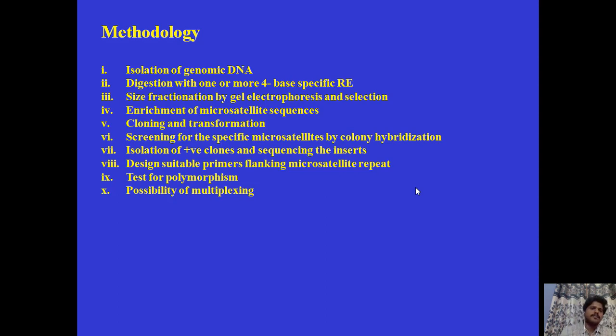So what is the methodology followed? The isolation of the genomic DNA, digestion with one or more 4-base specific restriction endonucleases, size fractionation by gel electrophoresis and selection, enrichment of the microsatellite sequences, cloning and transformation, screening for specific microsatellites by colony hybridization, then isolation of the positive clones and sequencing the inserts, designing a suitable primer flanking the microsatellite repeat, testing for polymorphism, and also finding the possibility of multiplexing.